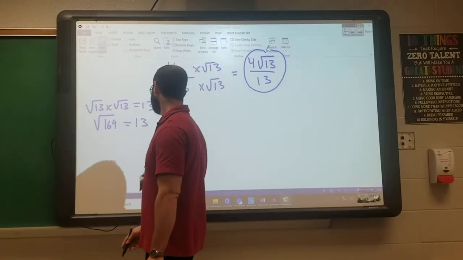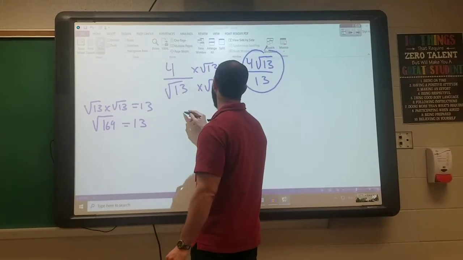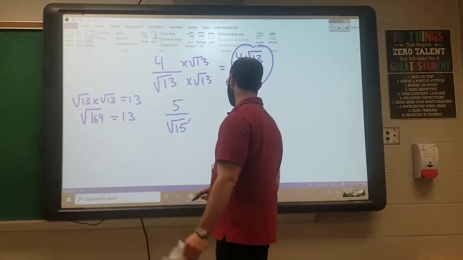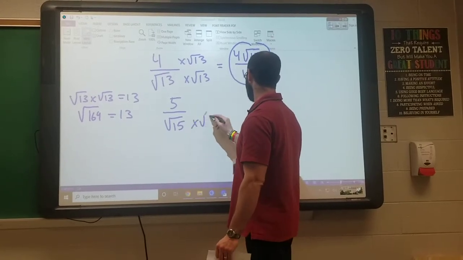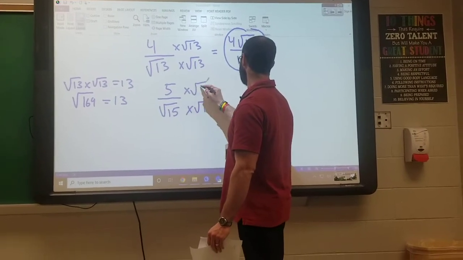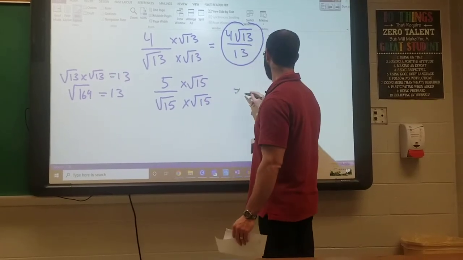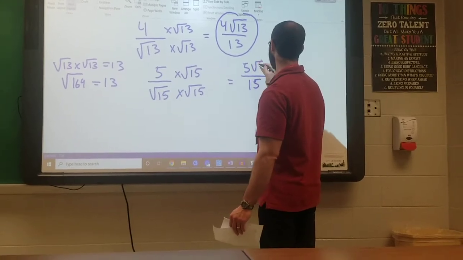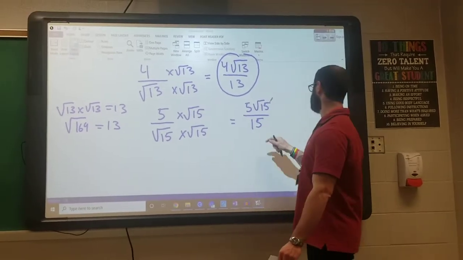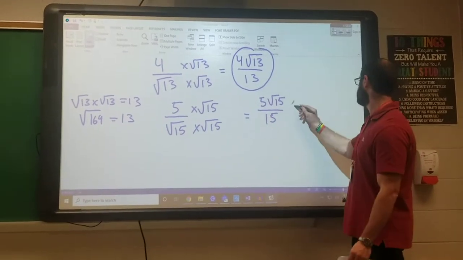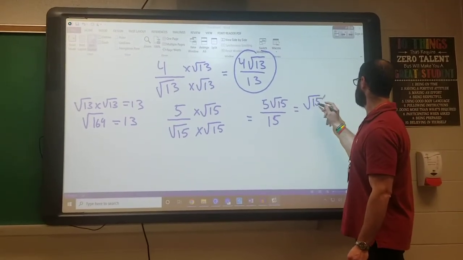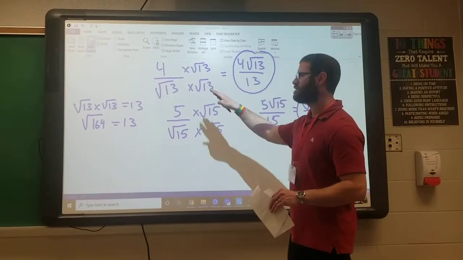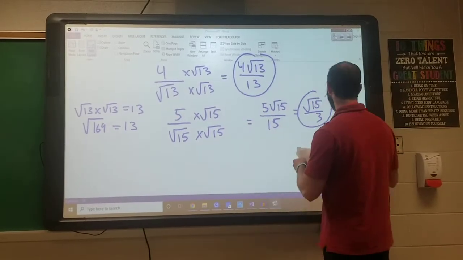Okay, the same would be true, let's say we had 5 over square root of 15, for example, right? You do the same thing. Multiply numerator and denominator by square root of 15. Bottom would end up being 15. Top would be 5 square root of 15. And then over 15, that would actually reduce. 5 over 15 is 1/3, so you just have square root of 15 over 3. But again, just a couple examples there of how we get rid of a square root in the denominator. Okay?